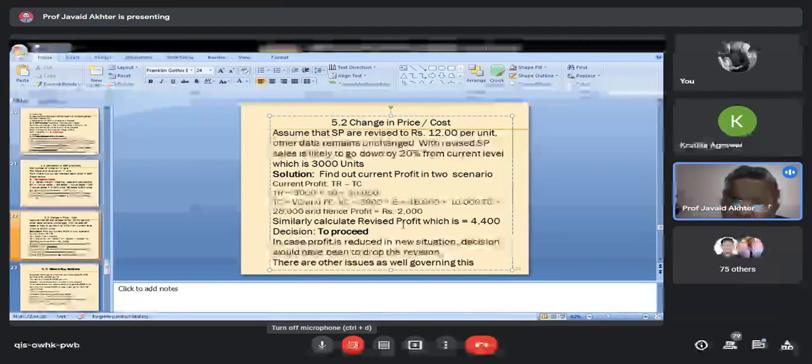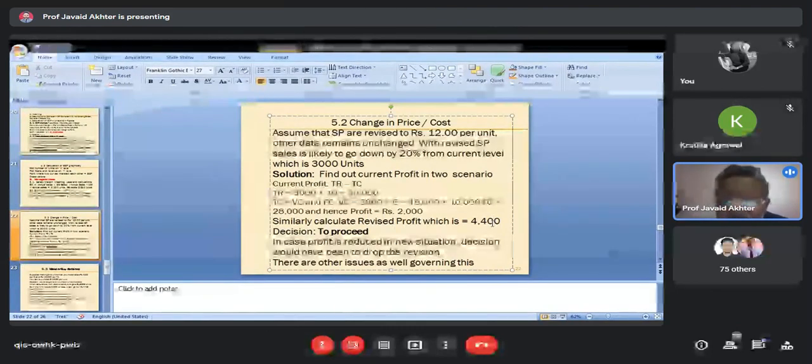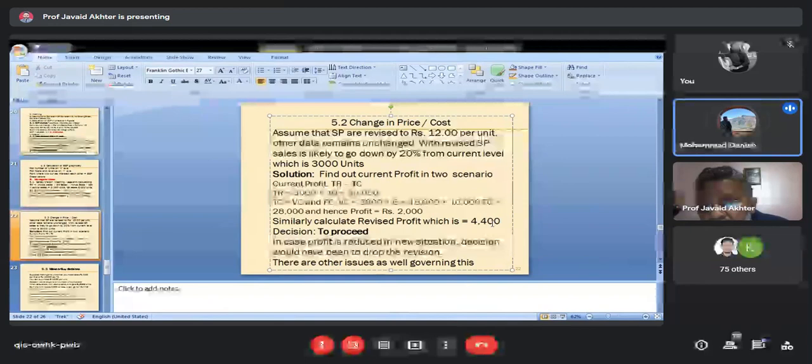You are selling 3,000 units, so your sales revenue is 30,000. What is your total cost? Total cost is equal to variable cost and fixed cost. Variable cost of 3,000 units is 18,000. Fixed cost is 10,000. So 28,000 is your total cost and profit is rupees 2,000. Similarly, calculate the revised profit.